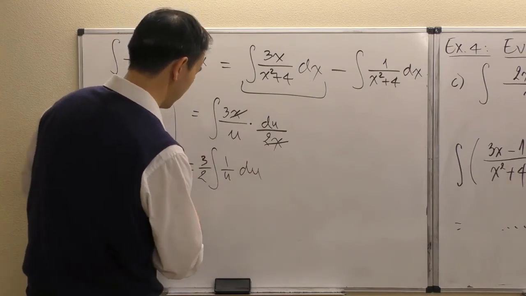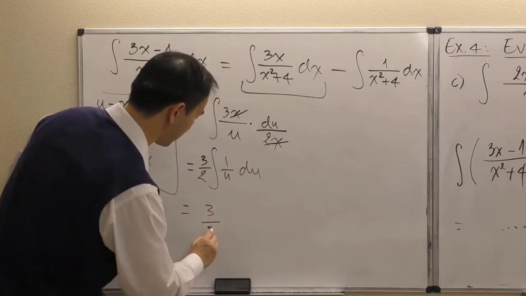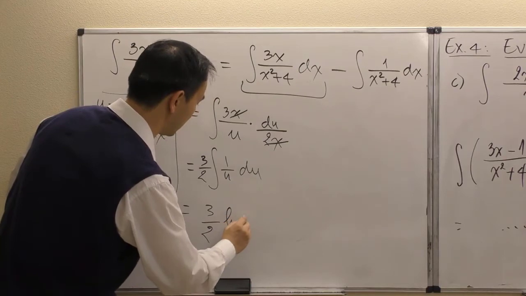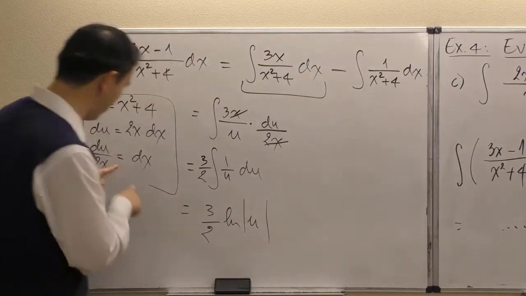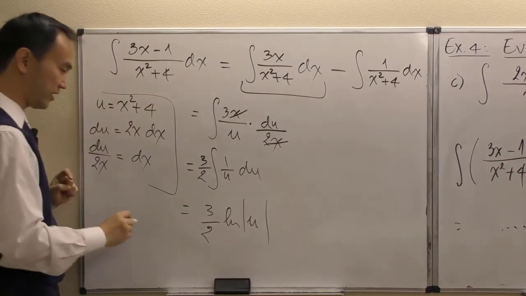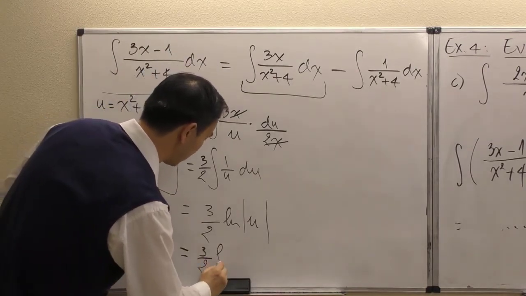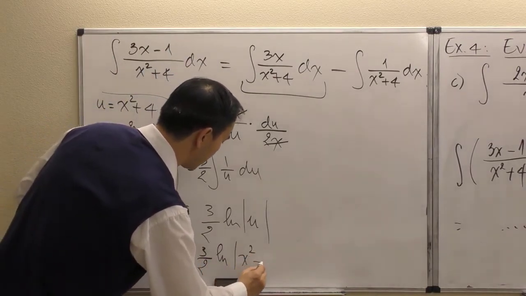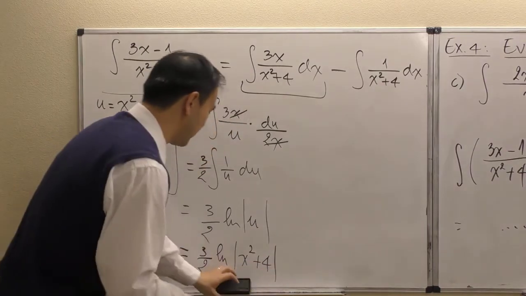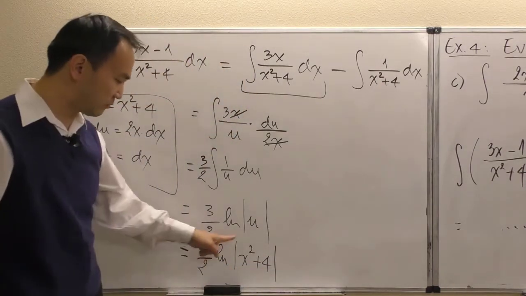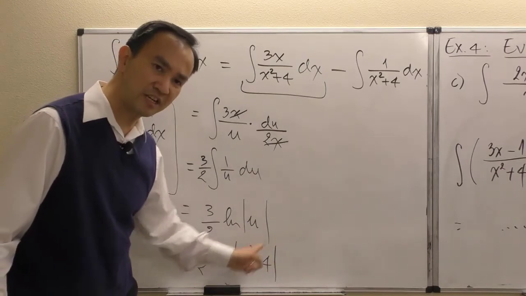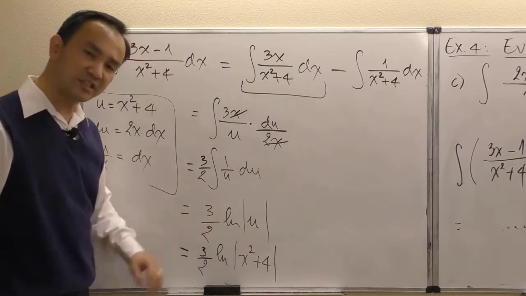And so in the next step, it gives me a 3/2 natural log of u. And u was that x squared plus 4 right there. So really this is 3/2 natural log of x squared plus 4. And x squared plus 4 is always positive, so I don't even think we need parentheses. We need absolute value here, but let's just keep it that way right here.